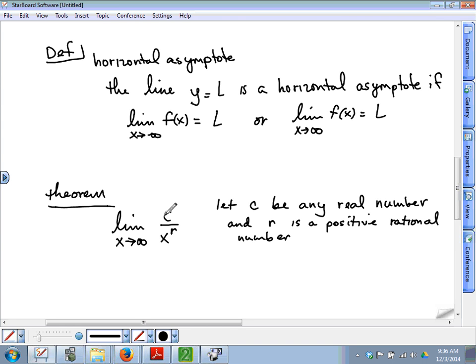What's the degree? If it has no variable, what do we say the degree is? Degree is 0. This has a degree that's larger because it's x to the r power. So if the degree is larger on the denominator than it is on the numerator, what do we say about the horizontal asymptote? 0. So if we were to graph something like this, a constant divided by x to some power, the horizontal asymptote would be 0. So if we try to find the limit as x approaches infinity or negative infinity, where would f of x approach? 0. So the limit as x approaches infinity of this kind of an expression, a constant divided by x to the r, always equals 0, because that's where the horizontal asymptote is going to be.